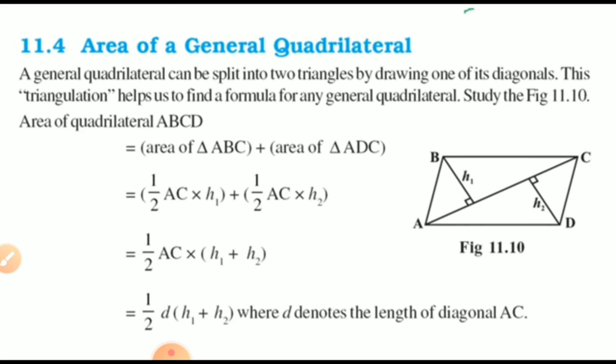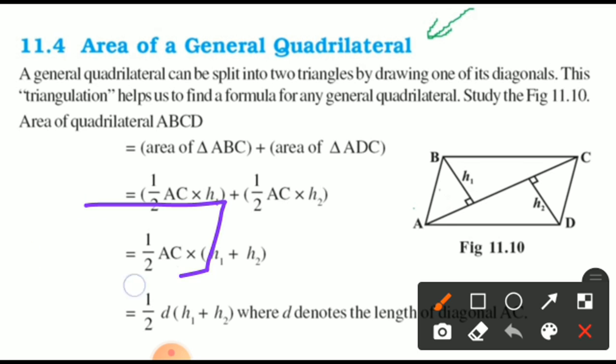Now, the area of a general quadrilateral. A quadrilateral means a figure with 4 sides. A general quadrilateral can be split into 2 triangles by drawing one of its diagonals. I already taught you this. Once again, I remind you, for any 4-sided figure, the diagonal makes 2 triangles, triangle 1 and triangle 2. Is it or not? Yes, my dear students. So this is triangulation, which helps us find a formula for any general quadrilateral.